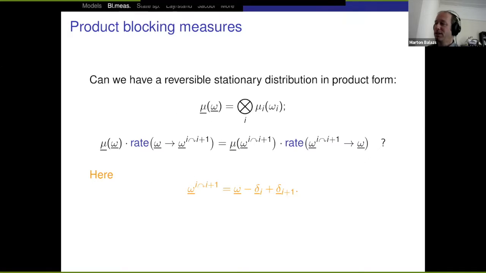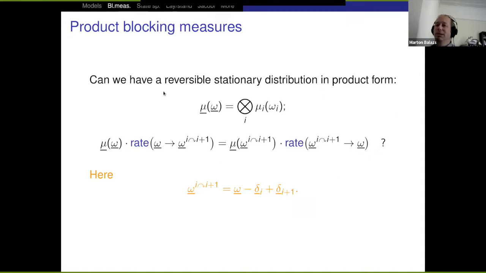And so the basic question I'm going to address is, can we have blocking measures? Namely, can we have reversible stationary distributions? And I want them in product form. Now, if you have an asymmetric particle system, then usually in the translation invariant case, you do not have reversibility. So that's going to be a non-translation invariant case where you do have reversibility.